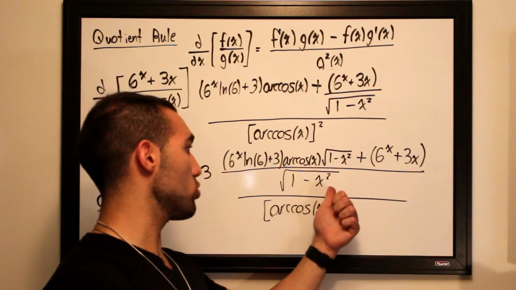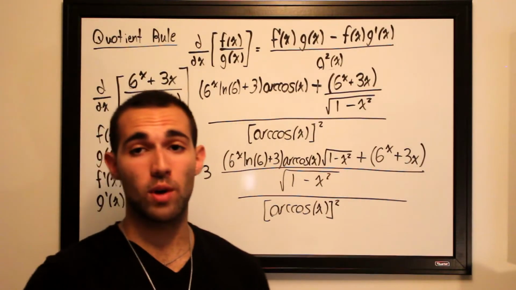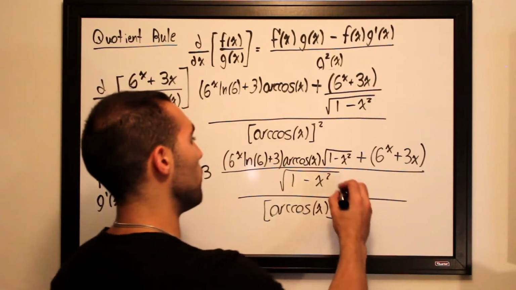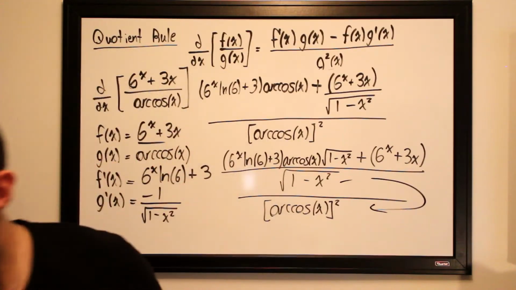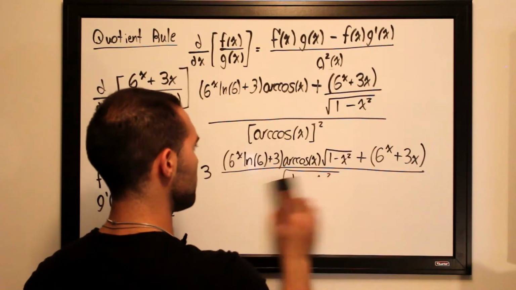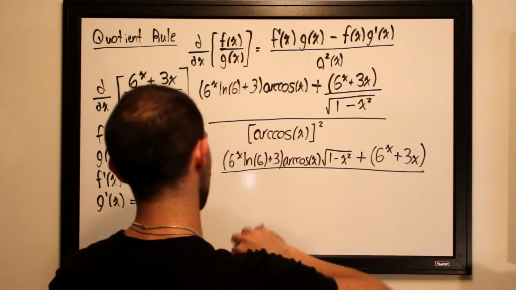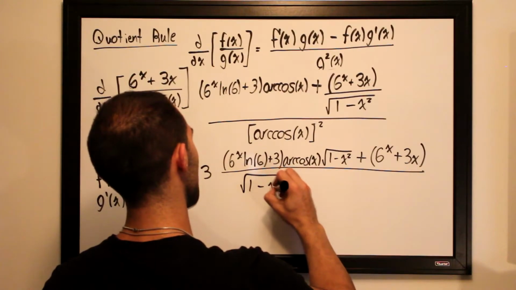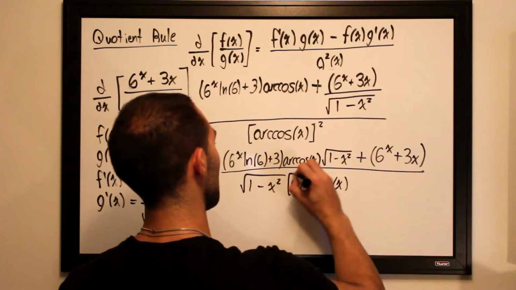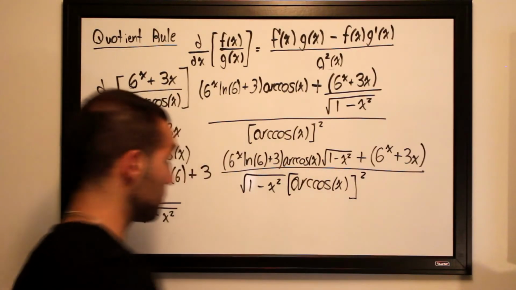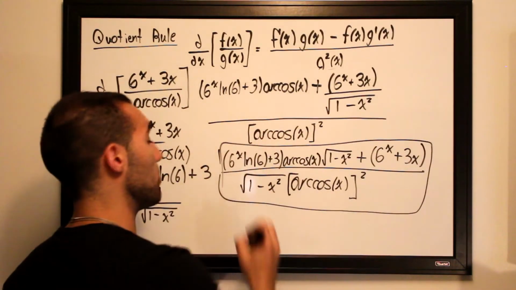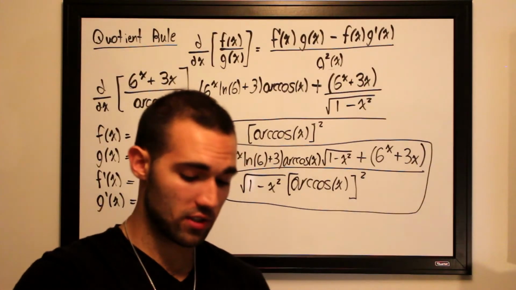Now what we can do here is drag this into the denominator, because whenever you have a denominator in the numerator, that can be flipped into the denominator. So we will flip this down here. So essentially all we will be left with is the square root of 1 minus x squared times arc cosine of x all squared. And that is the derivative of our full function, and that should be simplified enough in order to get you full marks on your test.